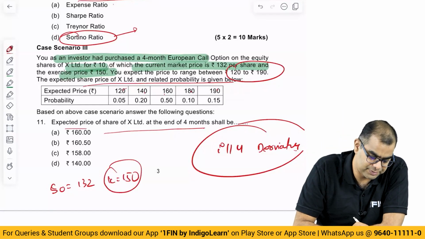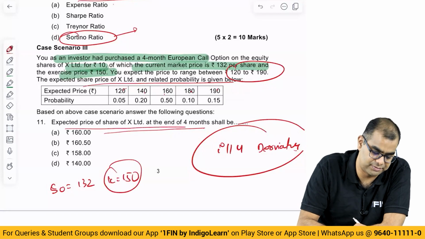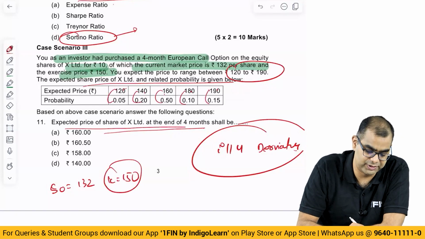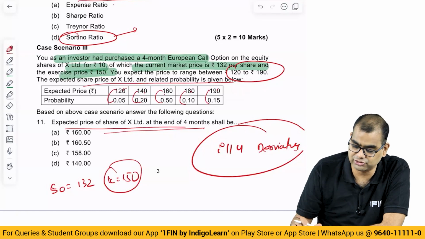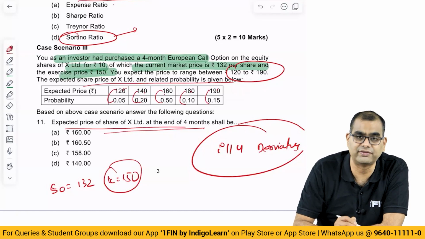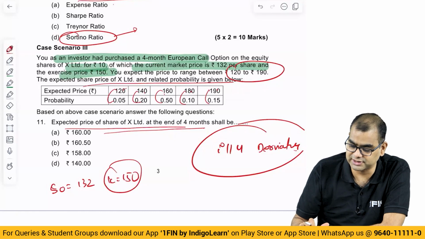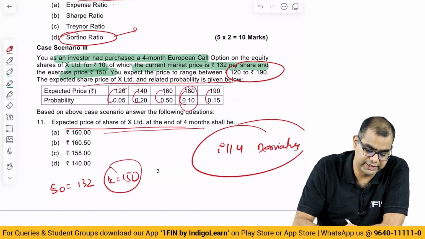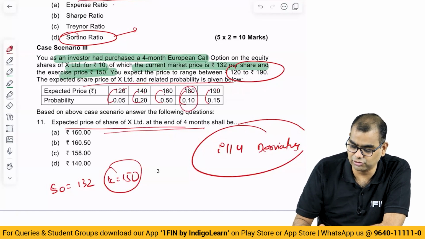Okay, what is the first question? Expected price of the share. What is expected price? I just simply said multiply this. 120, 5% is 6 rupees. 140, 20% is 28. So 28 plus 6 is 34. Then 160, 50% is 80. So 34 plus 80 is equal to 114. Then 180, 10% is 18. So 114 plus 18 is equal to 132.